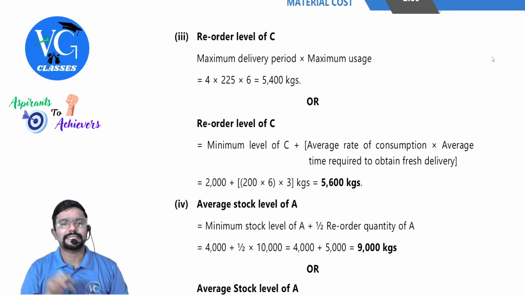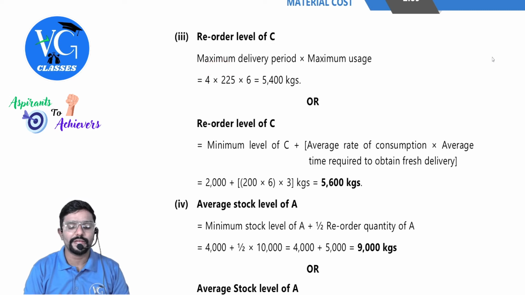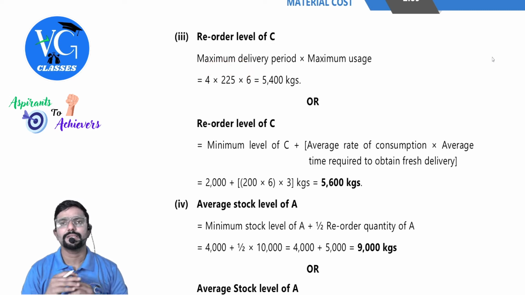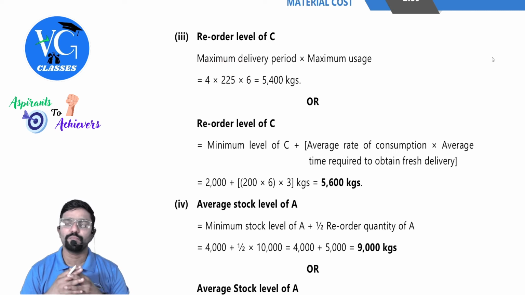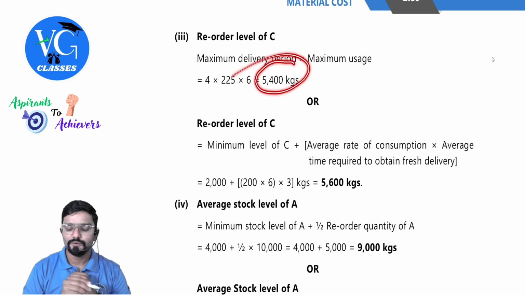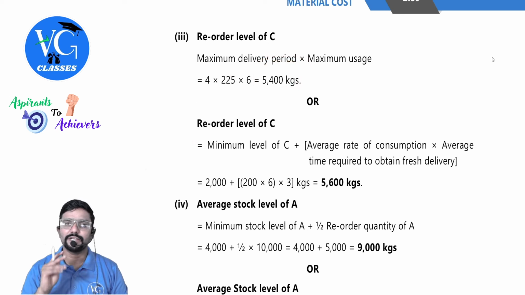Now coming to reorder level of C. Maximum consumption into maximum reorder period, guys. How much is that, sir? 4 into 225 into 6. First calculate the maximum consumption, then multiply it with maximum delivery period. You will get 5,400. If possible, this I don't always suggest. One, if you have done it is enough. But if you have time, you can show the other also. Okay. What is it, sir?